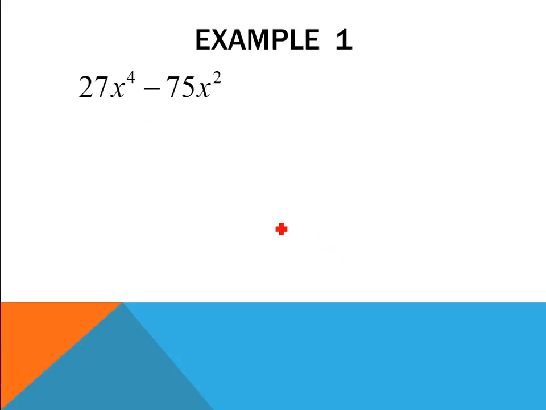Right here, we have just two terms. So I'm looking at the 27, and I'm looking at 75. And if I notice, 3 will go into 27, 3 will go into 75, and I have x to the fourth and x squared. They both have at least two x's. So I'm going to factor out an x squared, and I'm going to factor out a 3. So I took out 3x squared.